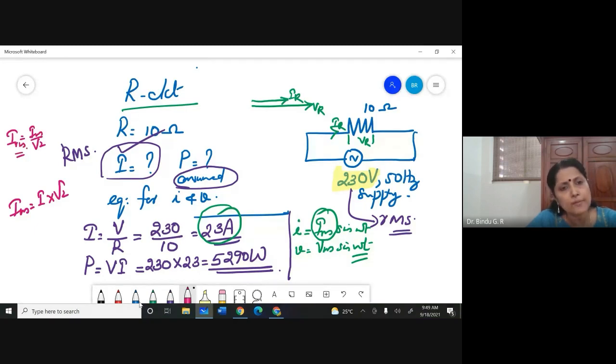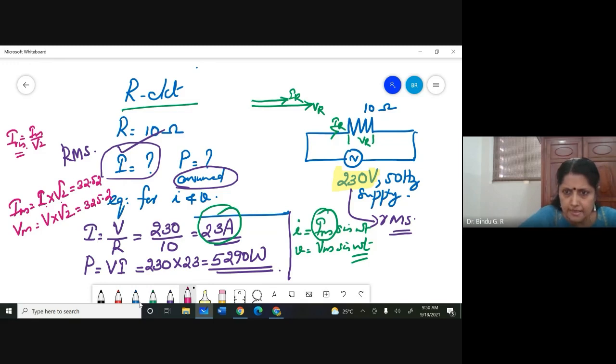We have already found out that IRMS is equal to Im by root 2. Now, from now on, I am not going to write that RMS as a suffix. Im is I into root 2. Vm is equal to V into root 2. I into root 2 will be 23 into root 2, which you will get as 32.52. This naturally, 230 into root 2 will be 325.2.